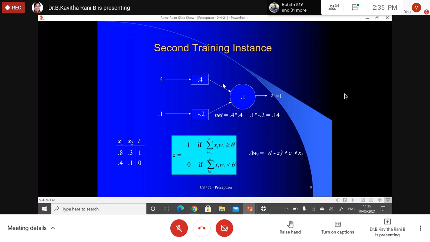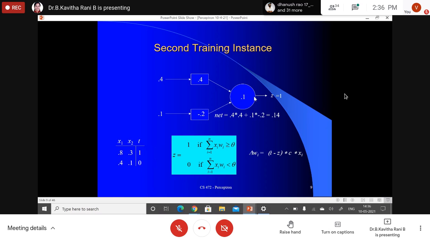Whatever the target value in our table we are having is 1 and 0. That is the target value. We will be replacing with that value, minus Z, which is our output value, into C, which is the learning rate. I told you earlier what the learning rate is, step by step we will increase that. Into Xi. Xi is nothing but your input value. So this is the formula to reduce your error rate. This is nothing but the perceptron training rule.